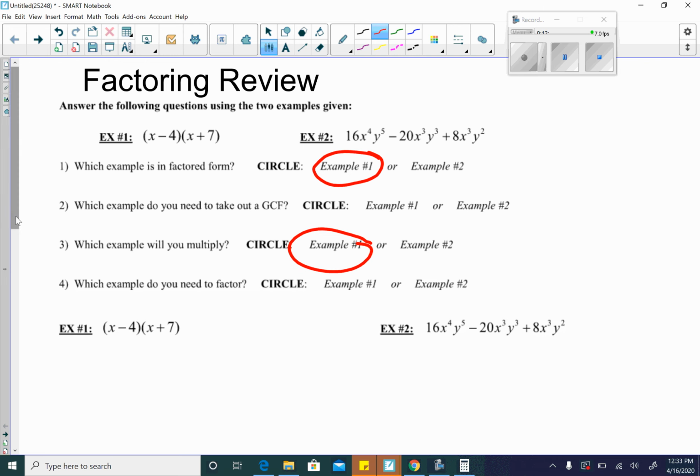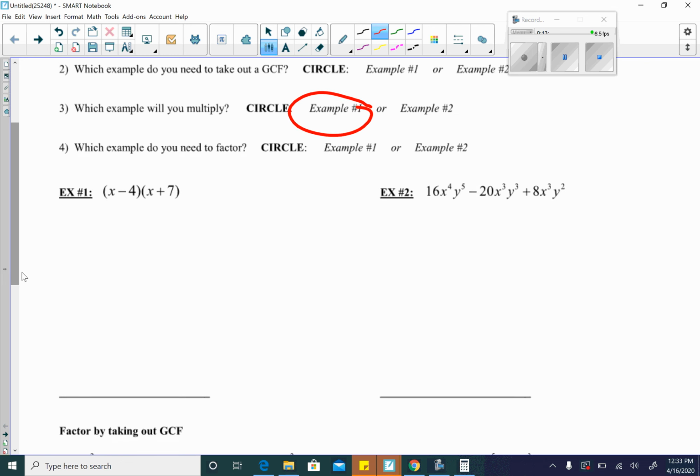This is from the beginning of the chapter, okay? When we are in factored form and we want to get into standard form, we're going to multiply each term. So we start here. X times x is x squared. X times 7 is 7x. Negative 4 times x is negative 4x. And negative 4 times 7 is negative 28.